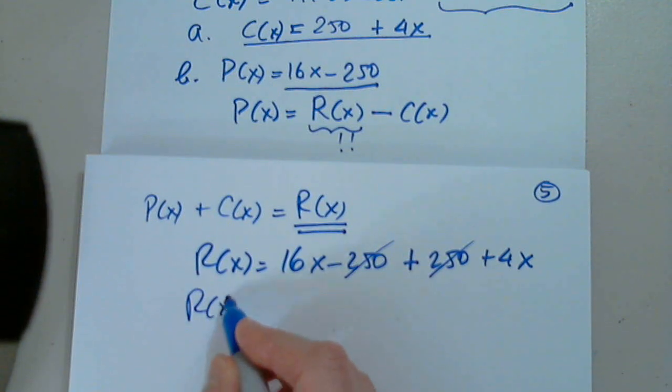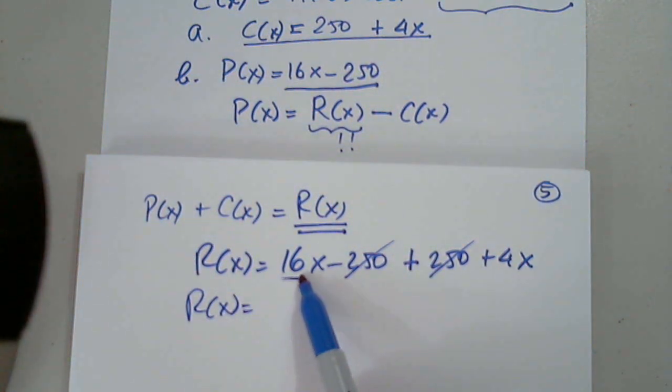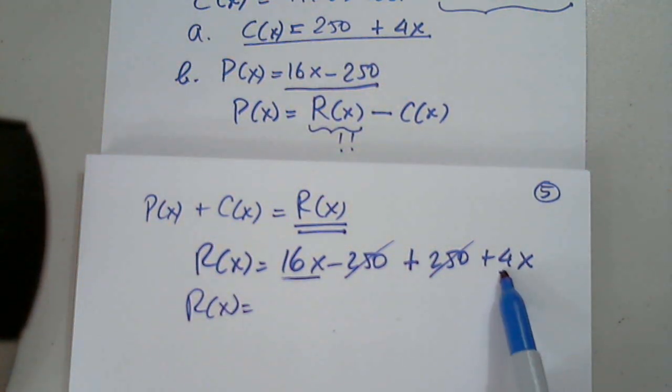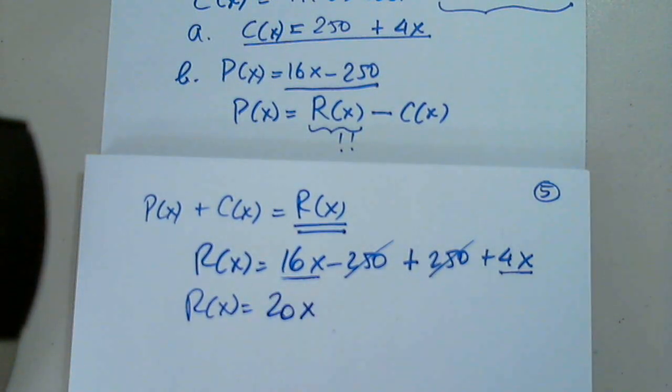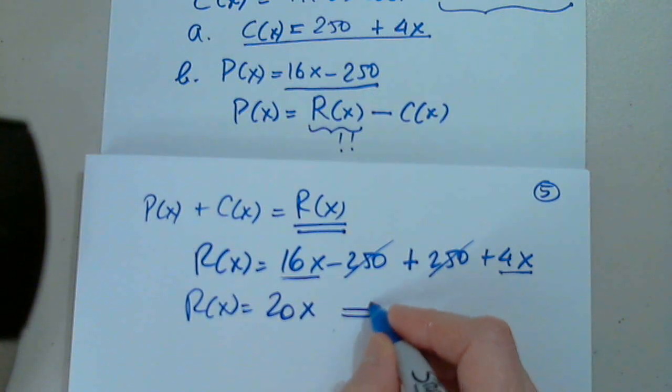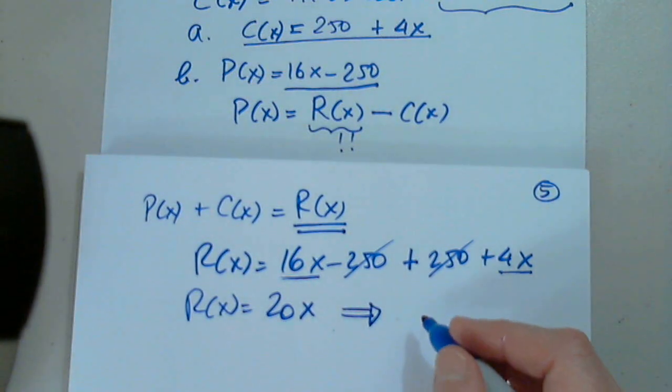Okay, so P of x plus cost of x equals revenue of x. So this is what we want. So then the revenue of x, I copy the profit, 16x minus 250. I add the total cost, 250 plus 4x. Combine like terms. So then the revenue of x, how much do I get? 16x plus 4x. How much is that? 20. 20x, very good.